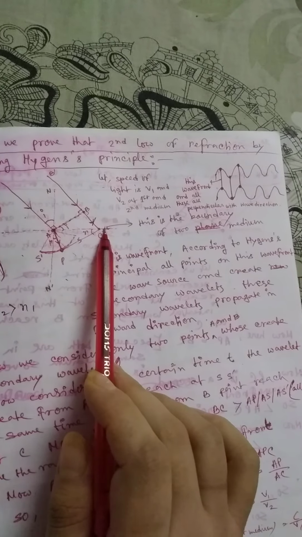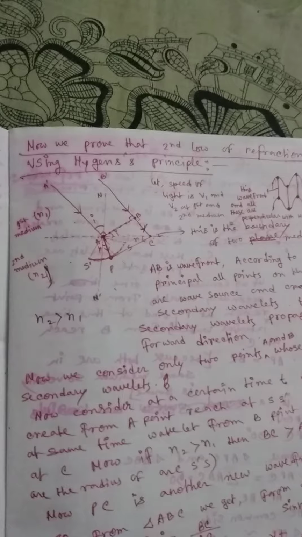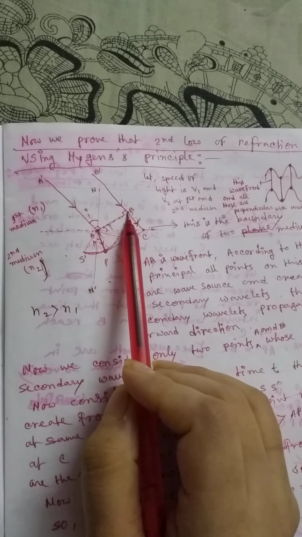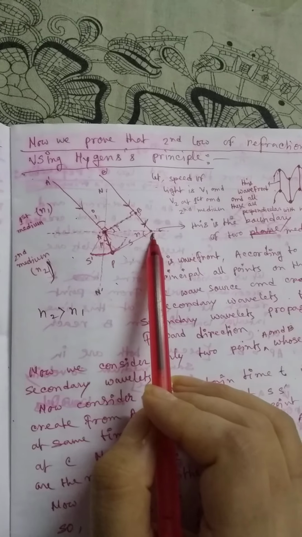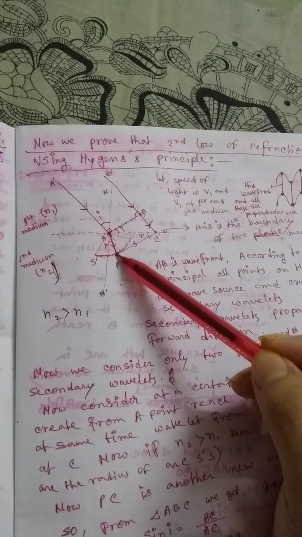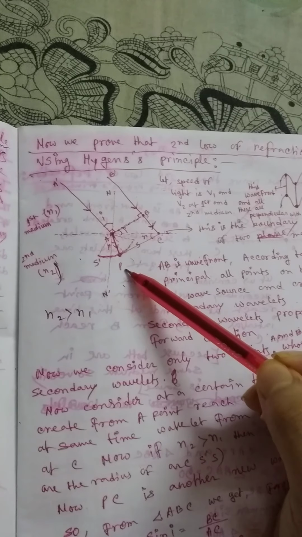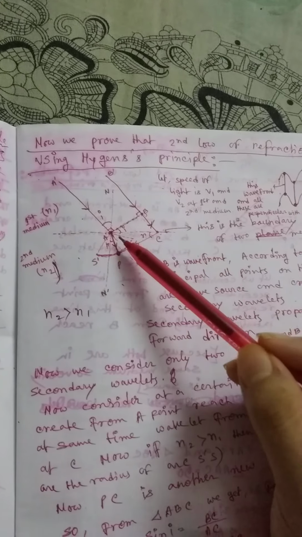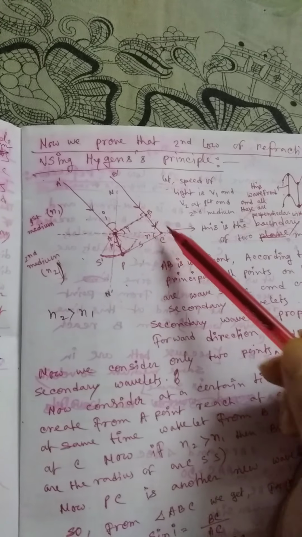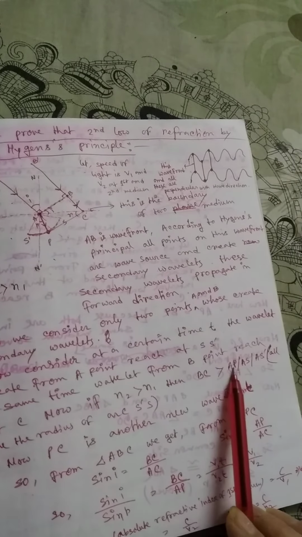Then BC should be greater than AP, right? Because light generated from point B travels through the first medium and reaches C at time t, and light generated from point A travels through the second medium and reaches P. So obviously the velocity in this medium is less than the velocity in this medium. So obviously this distance should be less than this distance, right? So BC is less than AP.